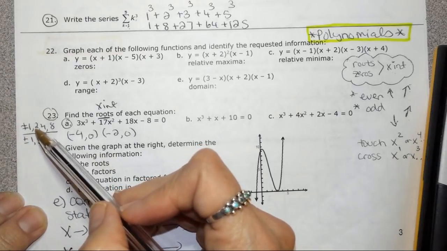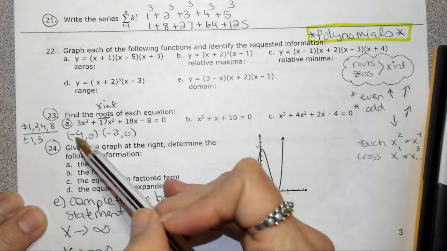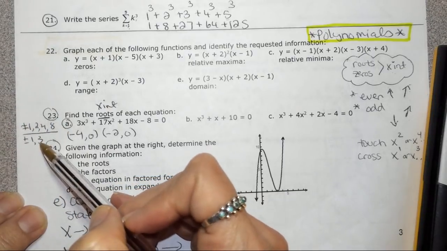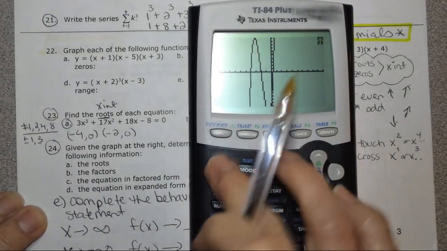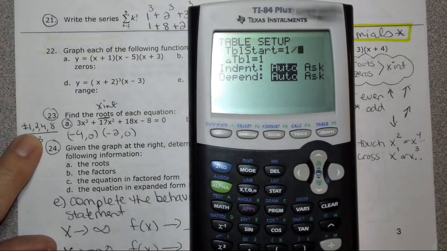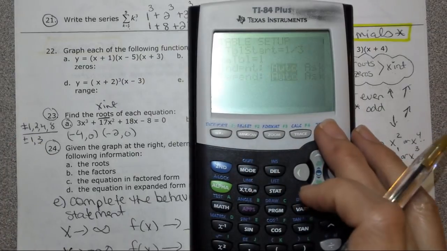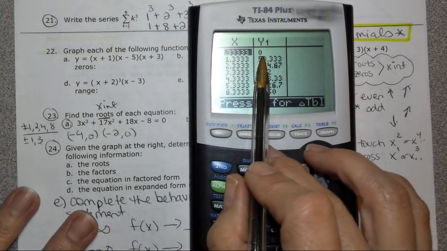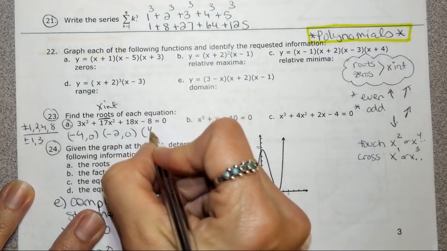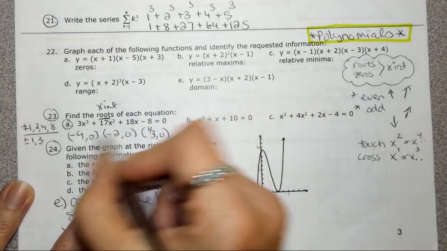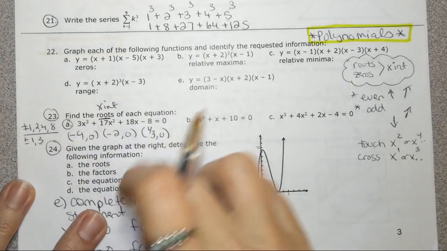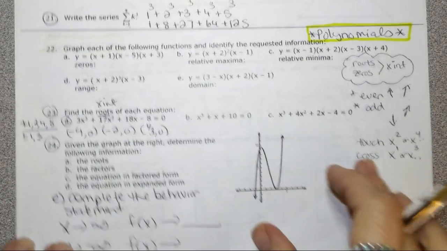So 1 divided by 2, 4, and 8, I already know those two. I need to see, is it 1/3, 2/3, 4/3, or 8/3? So I'm simply going to go to my table, second window, and I'm going to first go type in 1/3. And if that gives me the 0, I'm done. Hey, that's the one that gave me the 0. So my last 0 is 1/3, 0. Now again, remember your test is going to be multiple choice most likely, so you can actually go look at each of the answer choices in your tables.